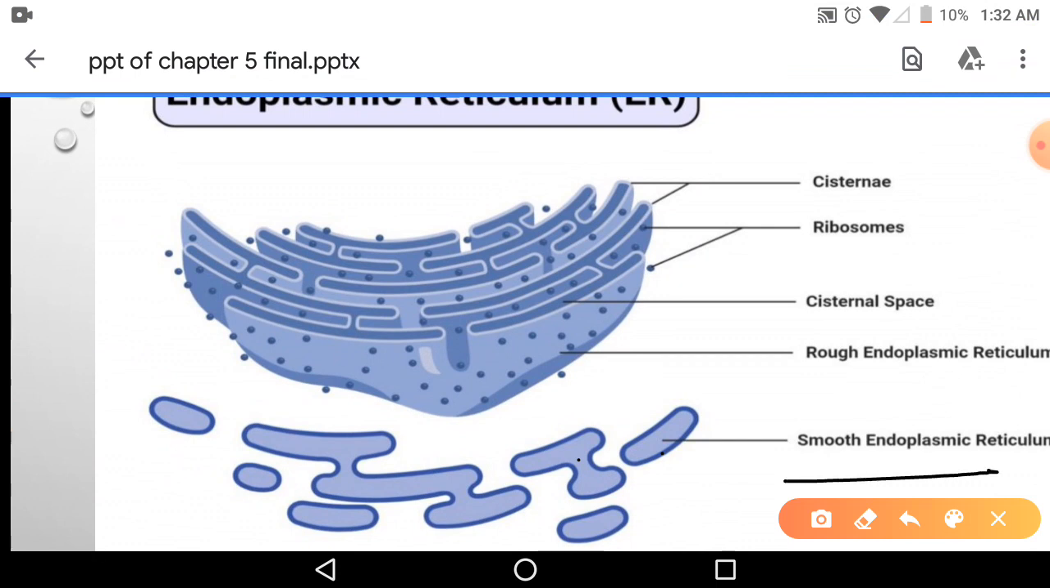The rough endoplasmic reticulum helps in protein manufacture. Proteins are manufactured over here, and on the smooth endoplasmic reticulum, lipids are manufactured. Some of these lipids and proteins help in building the cell membrane, and this process is known as membrane biogenesis. Some other proteins and lipids function as enzymes and hormones as well.